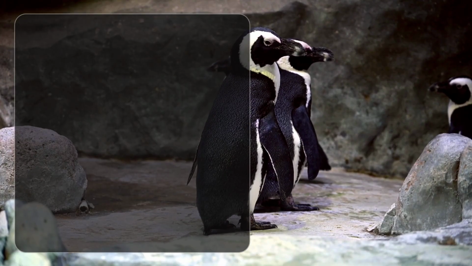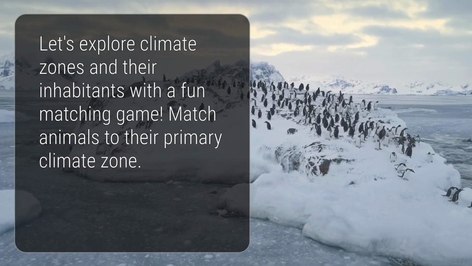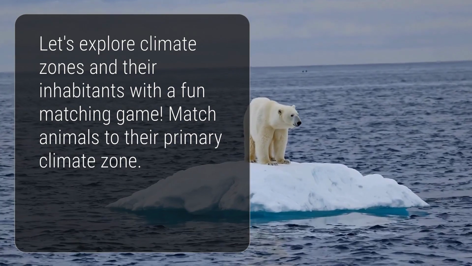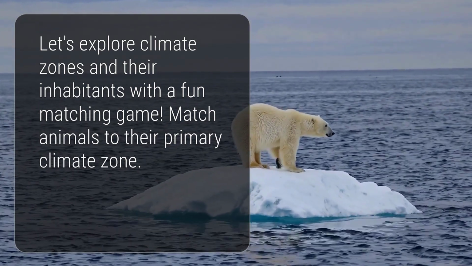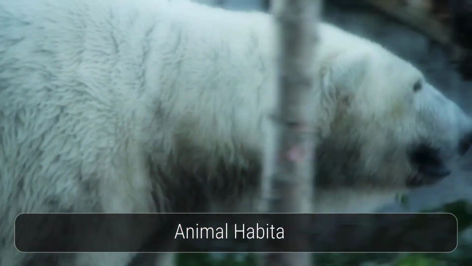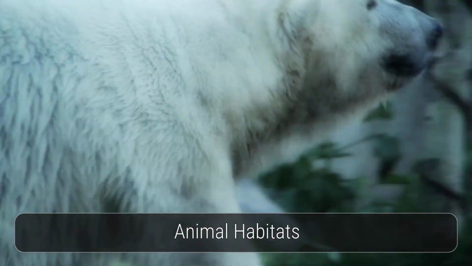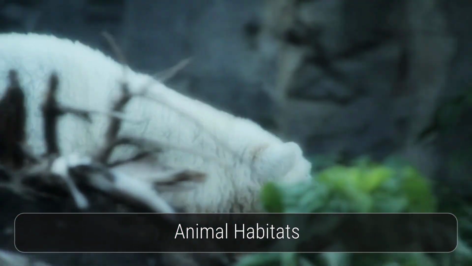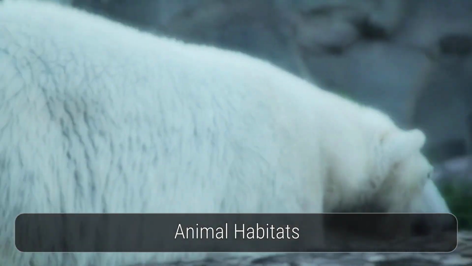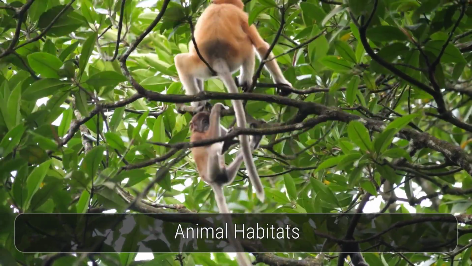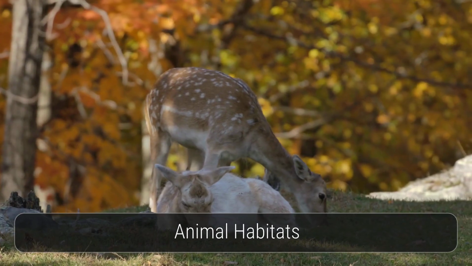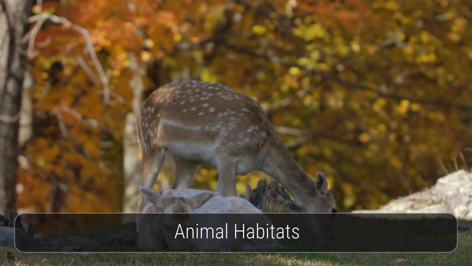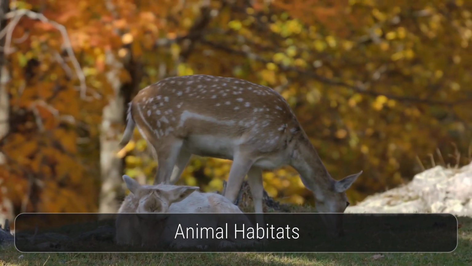Here's a fun way to think about climate zones and the life they support. Let's do a quick activity. Think about some animals and try to match them to the climate zone where they primarily live. For example, where would you most likely find a polar bear? Given its thick fur and need for sea ice, it's perfectly adapted for the polar zone. How about a monkey swinging through trees? Tropical rainforests are their ideal home. And a deer grazing in a forest with changing leaves? That sounds like the temperate zone.